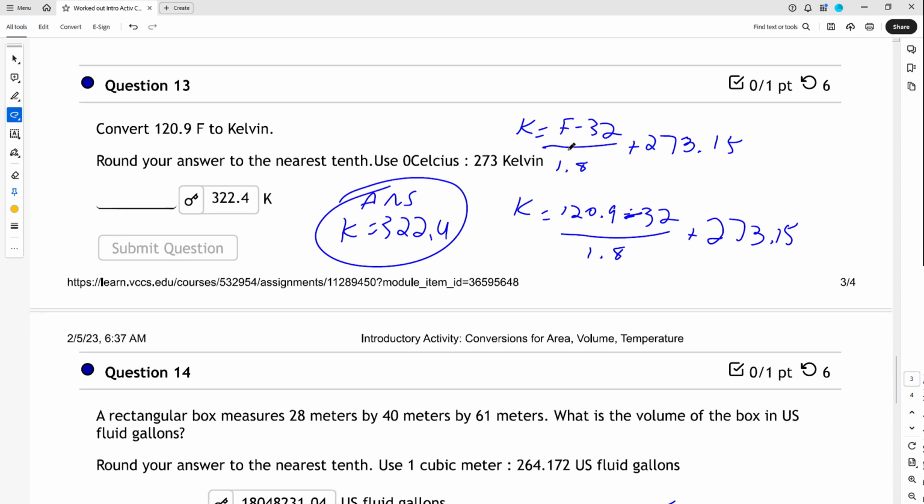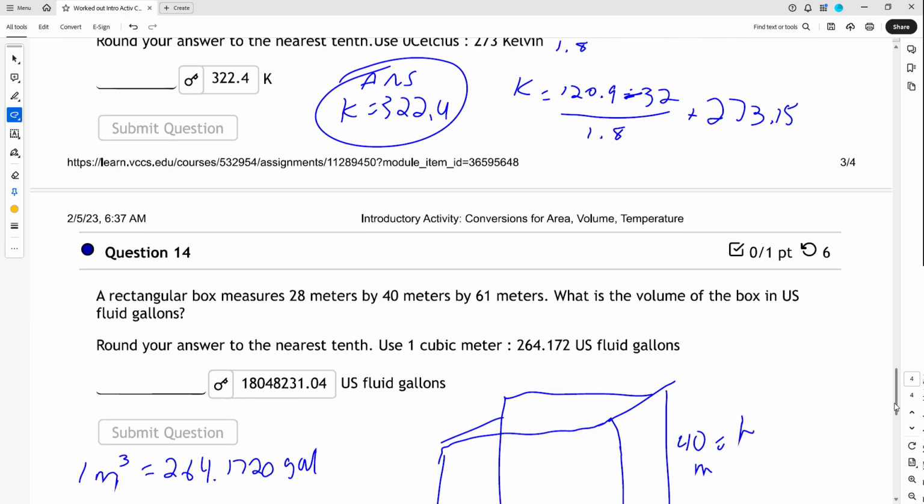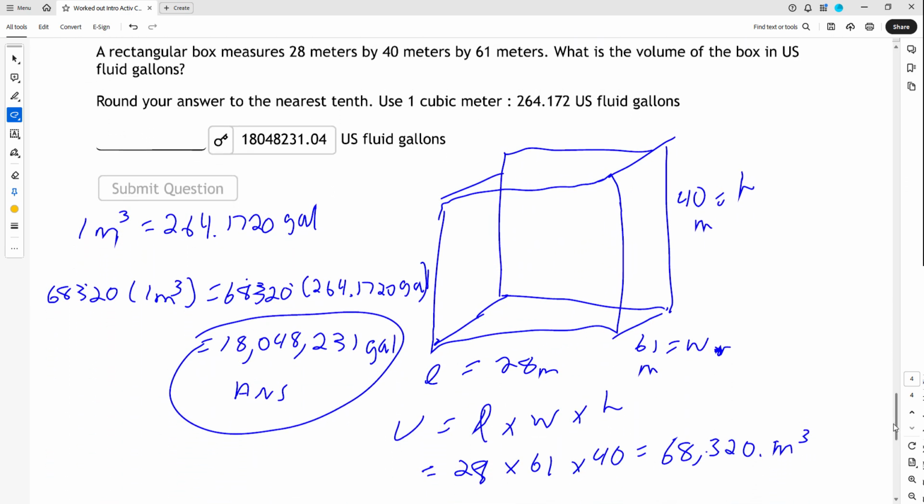Convert to Kelvin. Okay. We're given Fahrenheit. And so there's my formula there. And I plug in. Replace Fahrenheit. Simplify, follow the order of operations. And that was 322.4 Kelvin. And that was number 13.